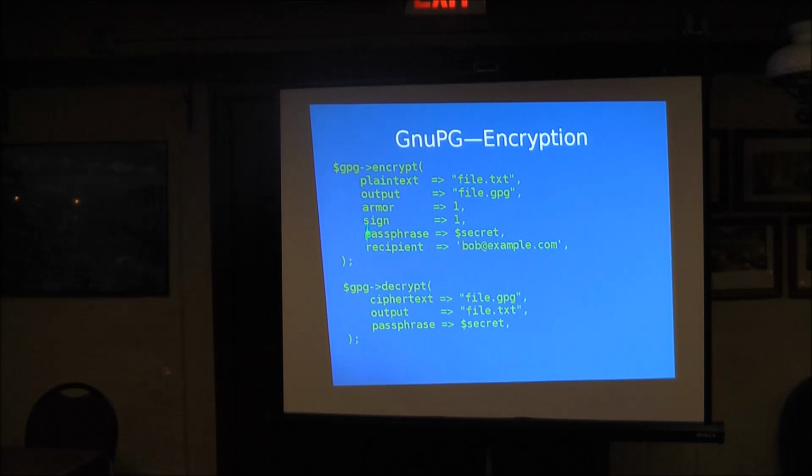And we'll say that we're going to sign the message as well as encrypt it, and then the passphrase we used before for the private key, since we have to sign the message with the private key. And then we want to encrypt it for this recipient here. And then decryption, also pretty straightforward. Just take the ciphertext file, our output plaintext file, and the passphrase for that private key.